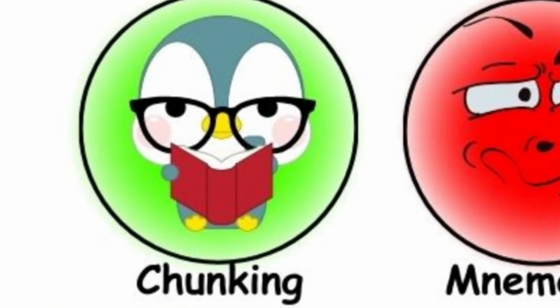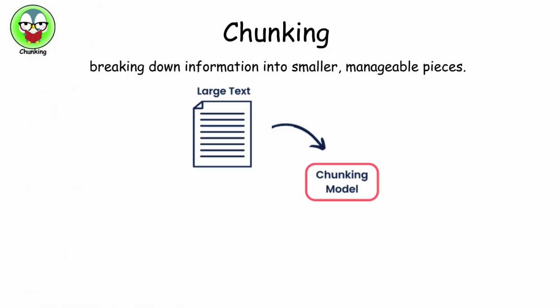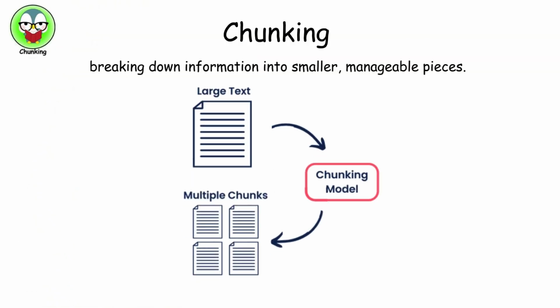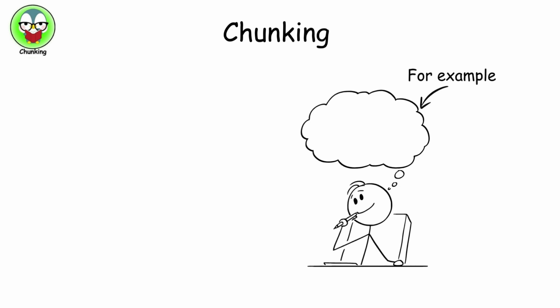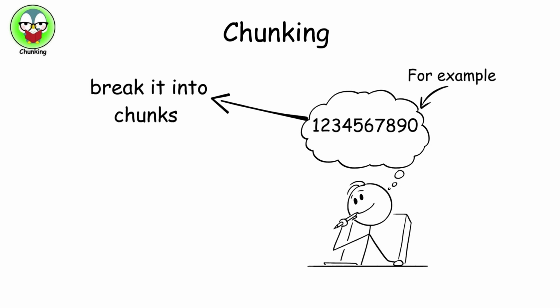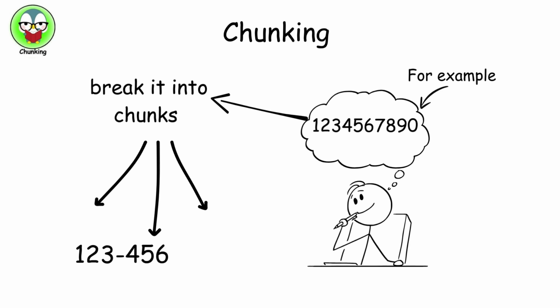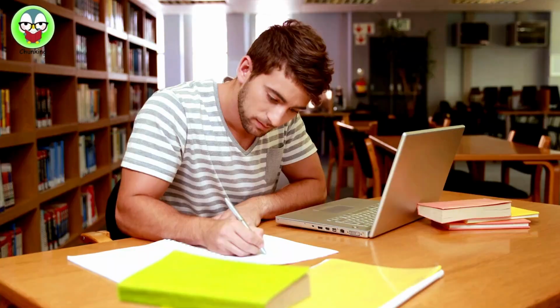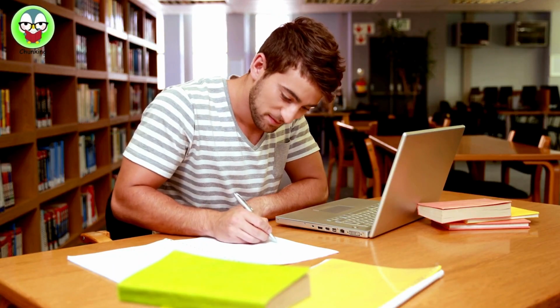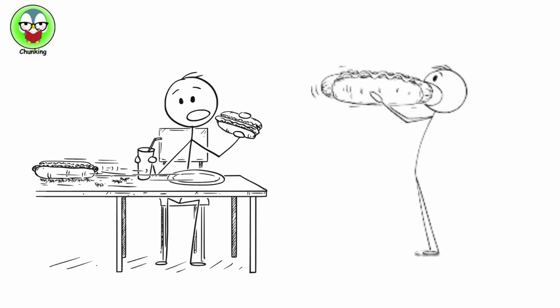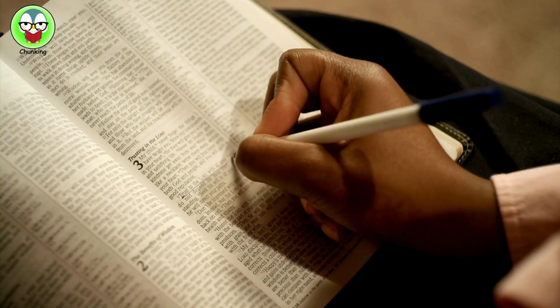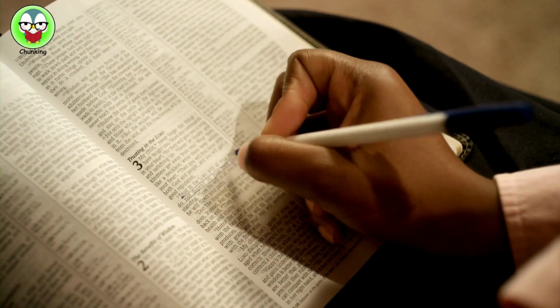Chunking. Chunking is breaking down information into smaller, manageable pieces. For example, if you have to memorize a long number, break it into chunks like 123, 456, 7890. This makes complex information easier to digest. It's like eating a big meal in smaller bites, rather than trying to swallow it all at once. This technique also works well with lists and definitions.